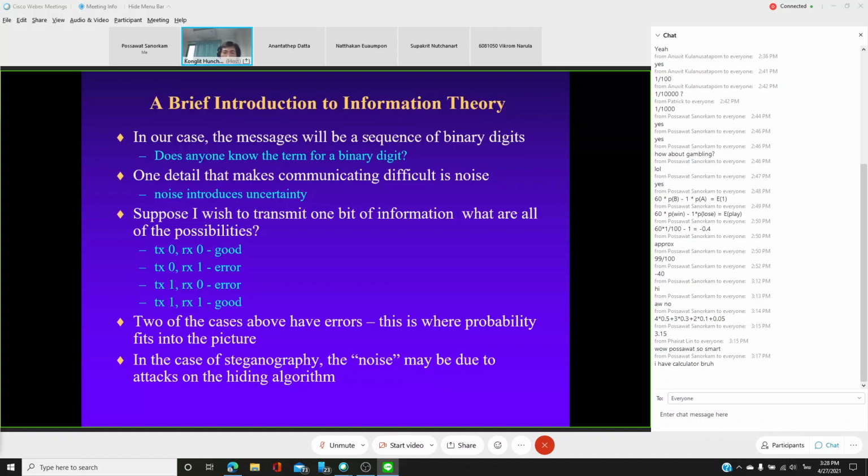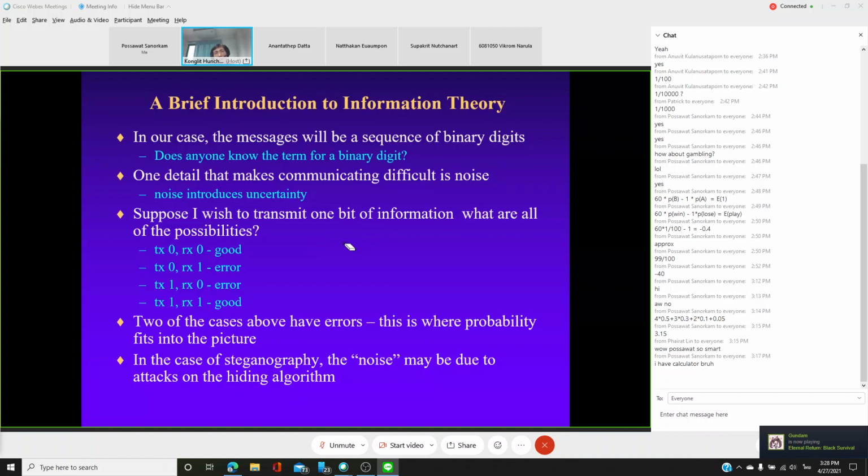In our case, the message will be a sequence of binary bits. So we talk about binary data. When we talk about binary digits or digital data, that means our data has two symbols, 0 and 1. Whatever our message looks like, it's going to be converted into 0 and 1.